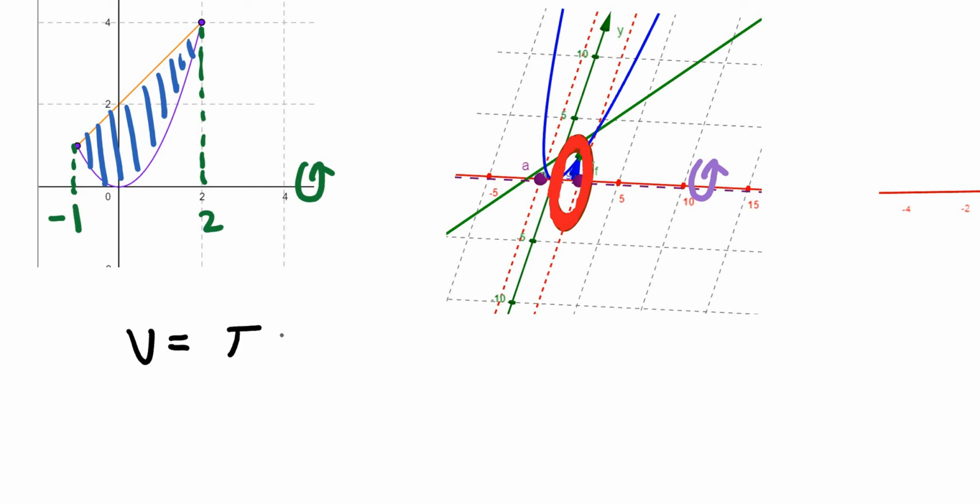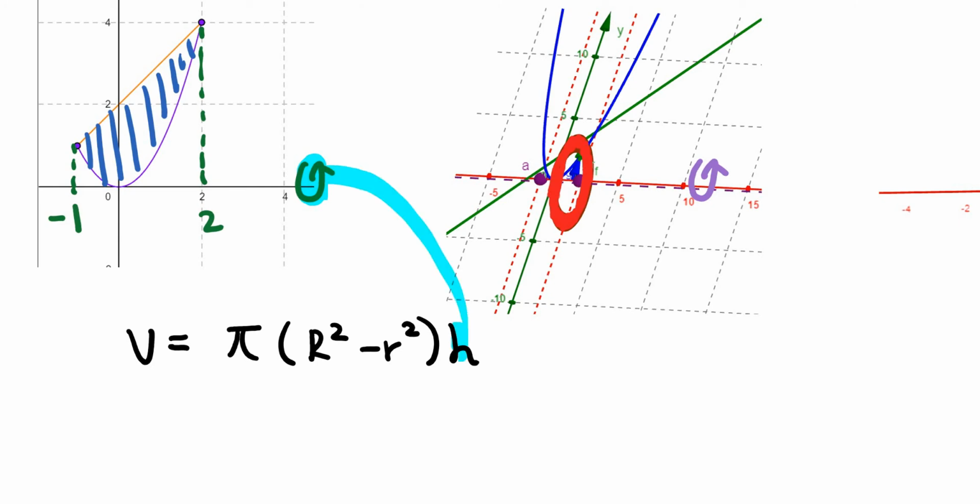So volume equals pi bracket big R squared minus little r squared times height. Since I'm rotating this around the x-axis, that means my height has to be dx. So anytime you're rotating around the x-axis, the height is always dx. And then let's go ahead and find our outer function, which is our big radius, and then we'll go find our inner function, which is the little radius.